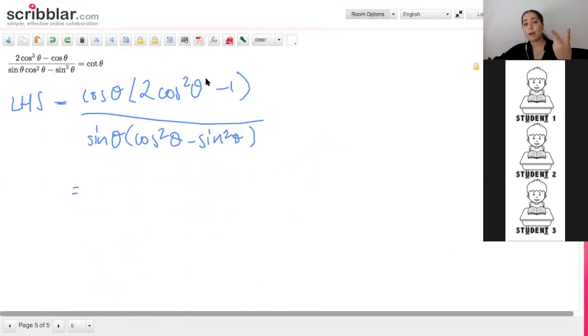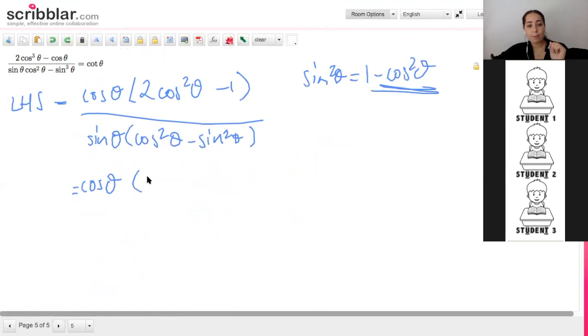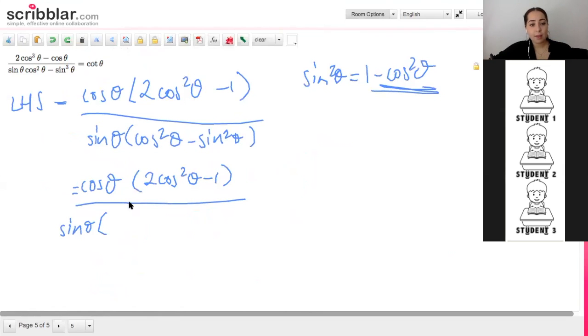So I look at the top and I see that there's cos. I look at the bottom and there's cos and there's sine. So I'm going to try and change sine into something to do with cos. And I know that sine squared theta equals 1 minus cos squared theta. So I'm going to substitute this in to my sine squared over here. So the numerator remains the same because I'm not changing anything. And the denominator is sine theta cos squared theta minus bracket 1 minus cos squared theta.